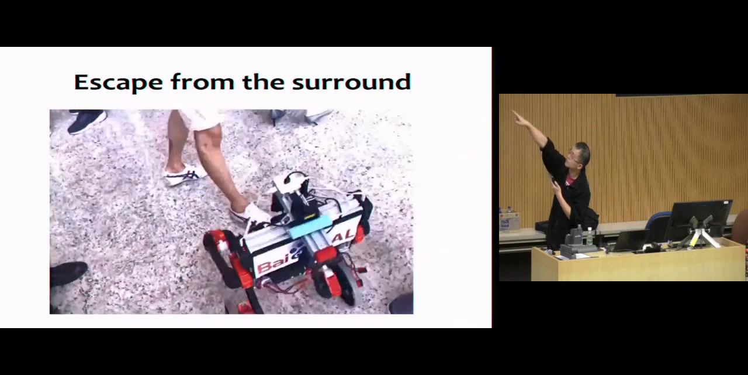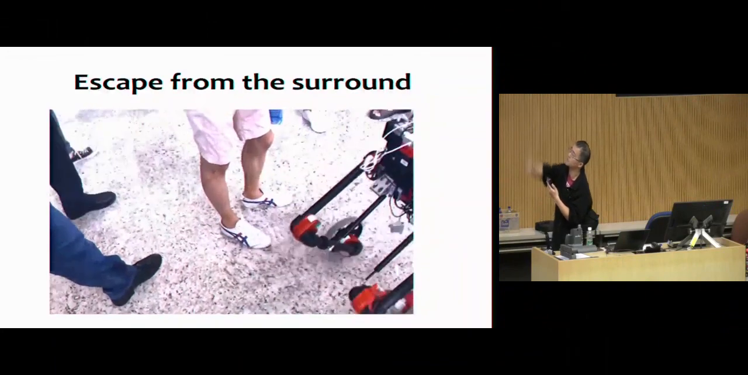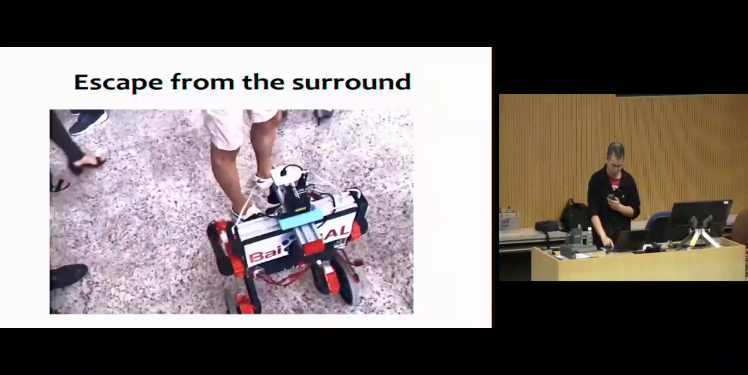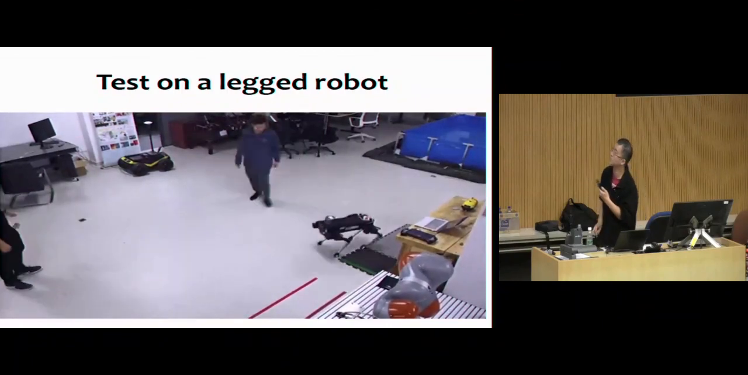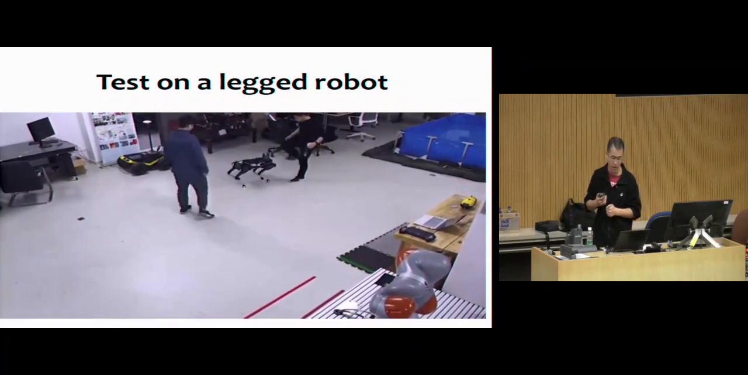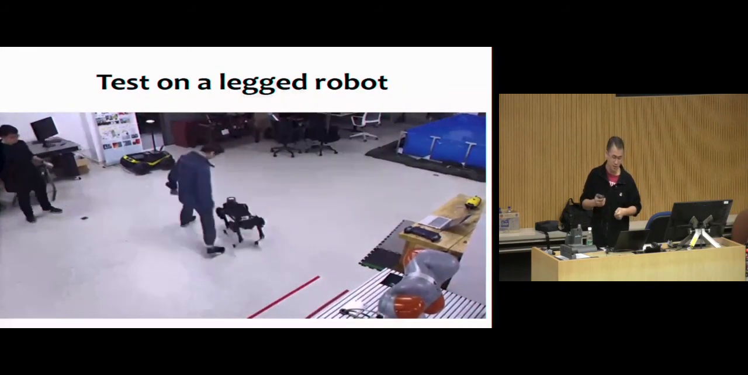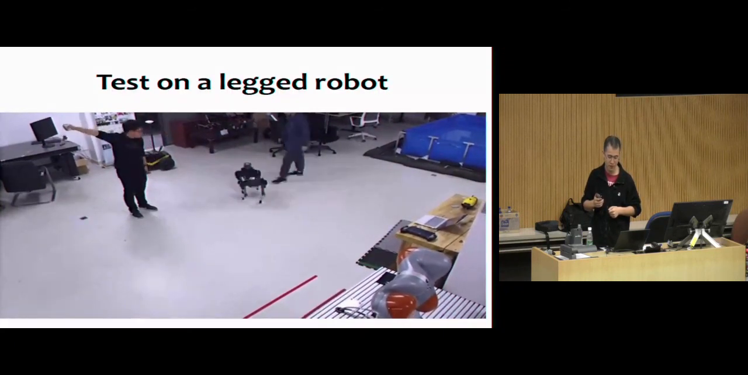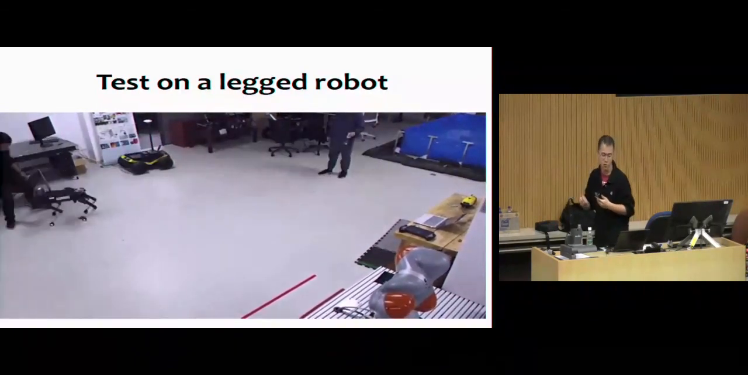And as you can see, a few people have surrounded this robot. The robot can go around and find a policy so that it can leave this surround. And we also extended that to a legged robot. It's a dog, and based on that we are doing some future work. As you can see, this dog can also avoid collisions with the environment very well, including the moving obstacles and the static obstacles. Whenever the leg appears between, the dog will stop.